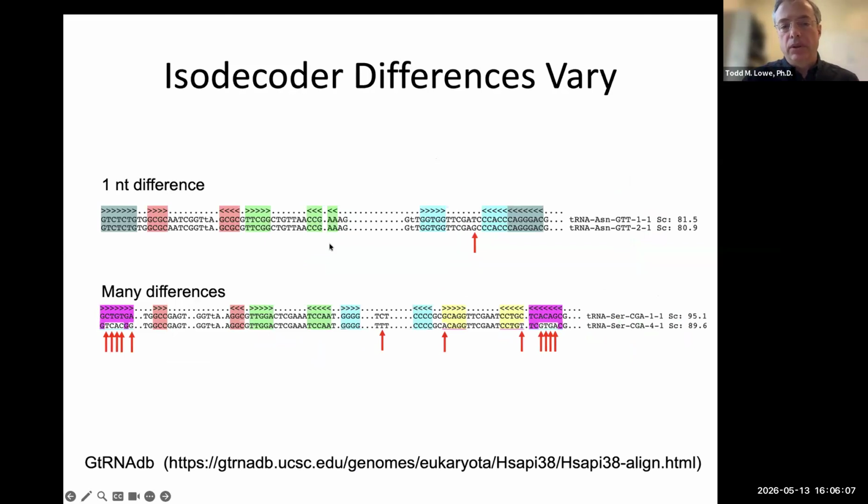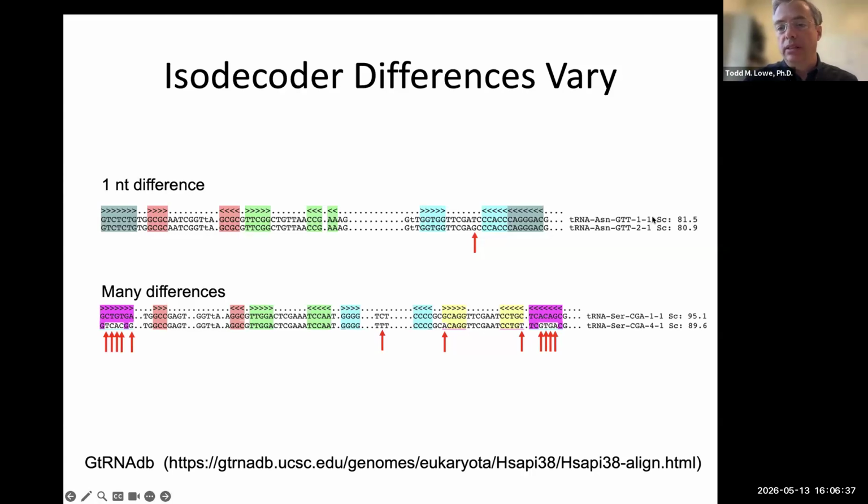This is just an example. It's a screenshot from the genomic tRNA database where we house alignments and all the information about the tRNAs. Here are two different asparagine tRNAs where there's just one change between these two. These two different forms, ASN GTT 1 versus 2. This first number is the transcript or isodecoder number, and the second number here is the copy number of that in the genome.